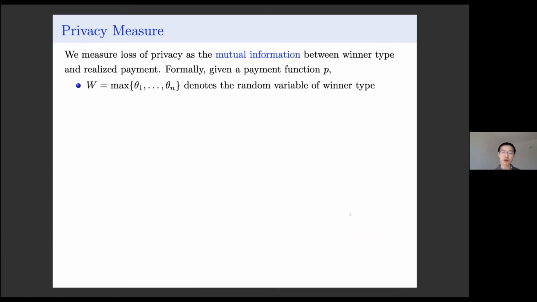Just to walk you through this idea a little more slowly, given any stochastic payment function P, we can denote by W the maximum of the buyer types. Because of efficiency, this will be the random variable of the winner type in the auction. On the other hand, I'll denote by capital P the random variable of the winner payments. Now notice that even though I write it as a sum, it's actually only the winner's payment, because all losers pay 0.